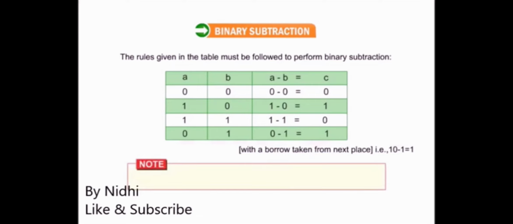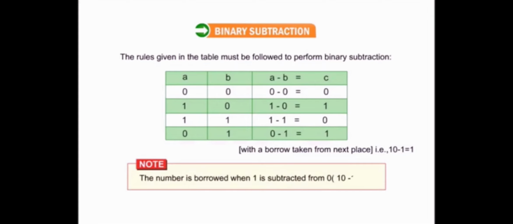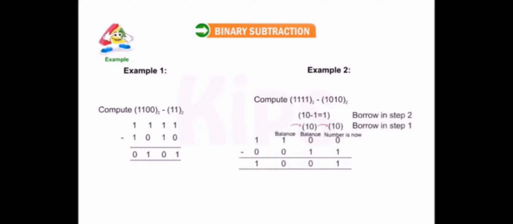Okay, students, note that a number is borrowed when 1 is subtracted from 0. That is, 10 minus 1 is equal to 1. Example 1. Compute binary 1100 minus binary 11. Example 2. Compute 1111 base 2 minus 1010 base 2. If we subtract binary 11 from binary 1100, we get 1 with borrow, 0 with a borrow, 0 and 1.